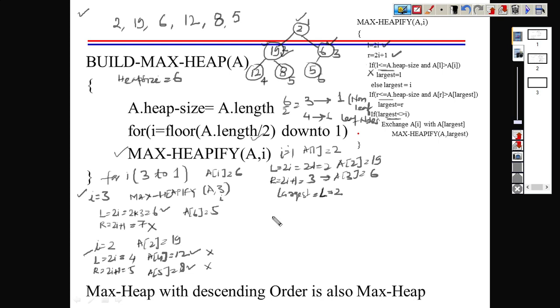Since largest is no more i, that means we have found some child with the largest value, so we will exchange this with the parent. So you can say exchange A of largest with A of i. So what will happen? You are going to exchange this with this.